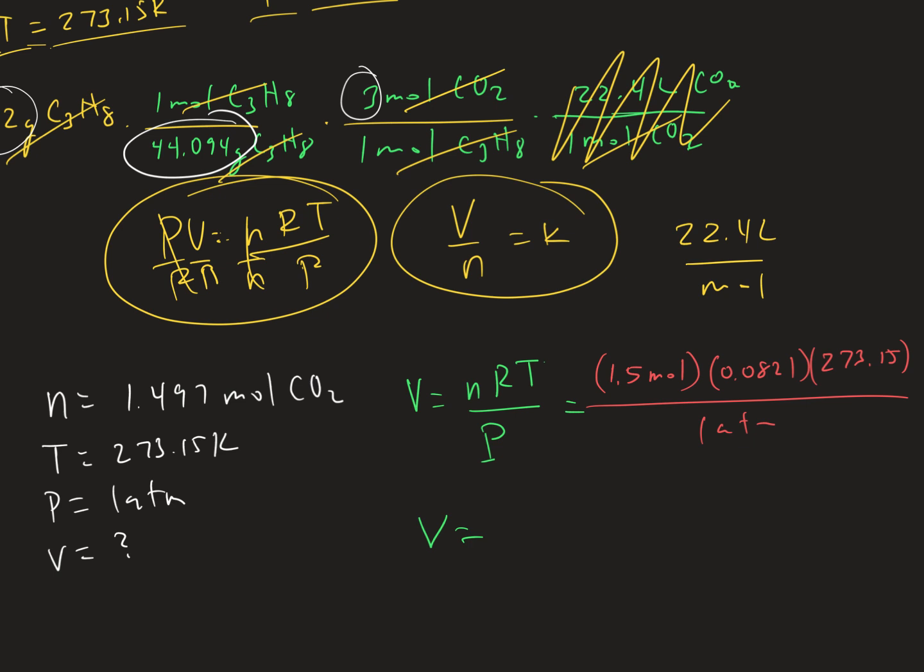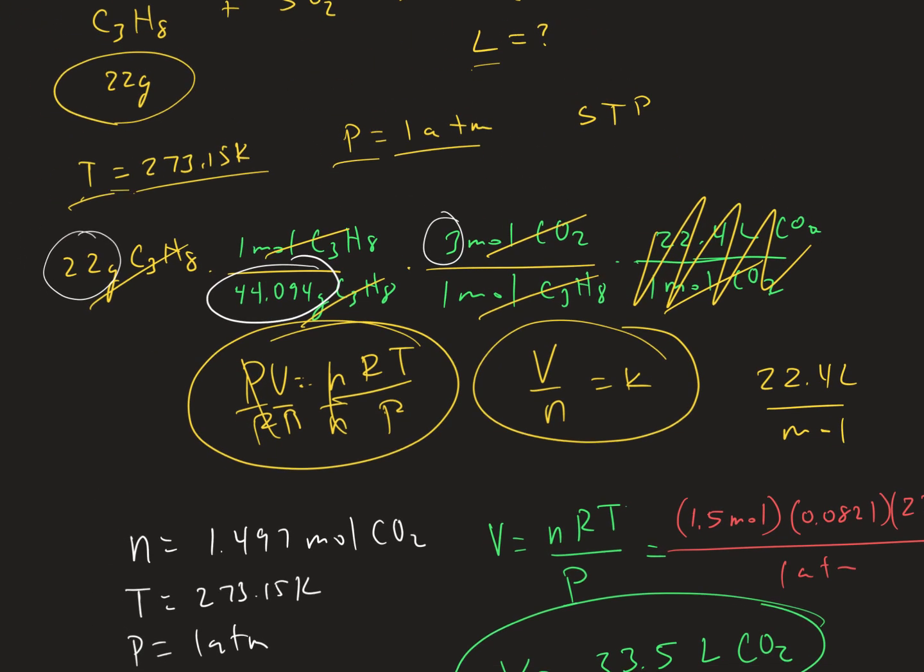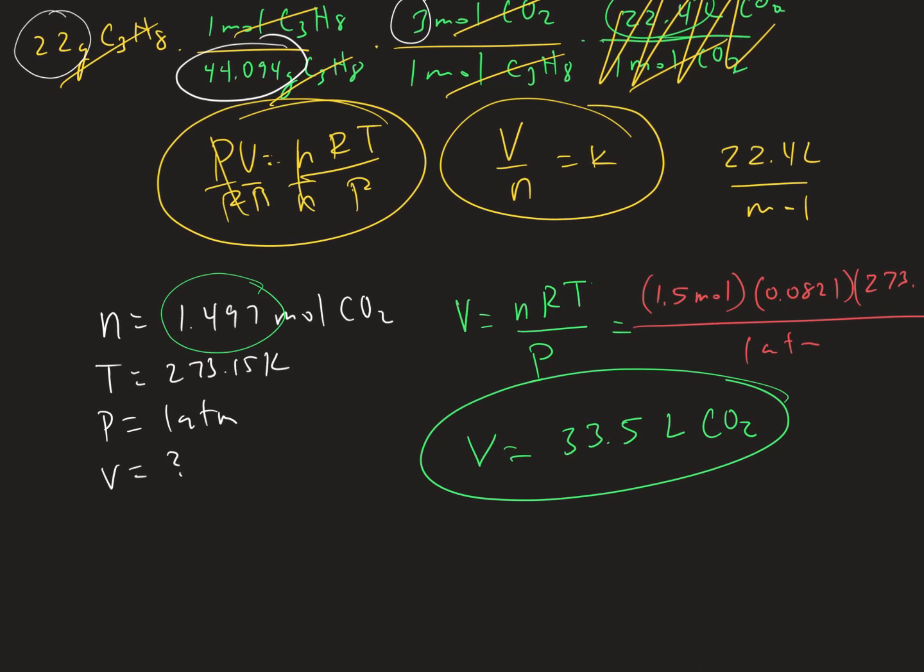You got 33.53 liters of CO2. Now take this 1.5 and multiply by 22.4. What do we get? The same thing. Yeah. What was the V over N equals K? What were you proving with that?